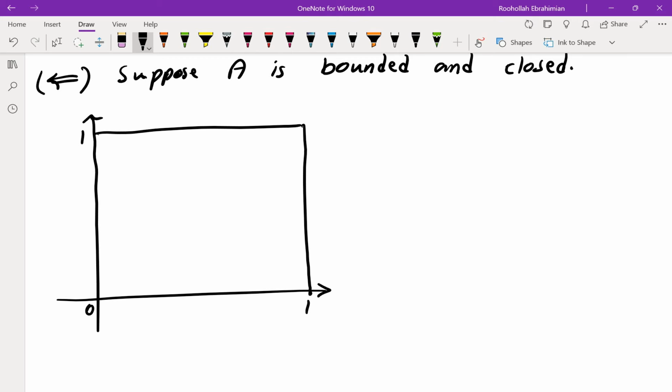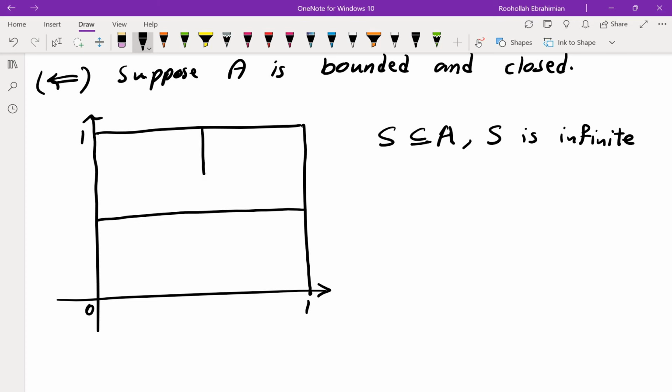Now, I'm going to have to take a set S inside A that is infinite, which means it has infinitely many elements. Okay, so here's how we're going to find a limit point. We're going to take this square and divide it into 4 equal pieces. So you have 4 squares here. Now we have infinitely many points inside set S, so since we divided into 4, one of these must have infinitely many points. Let's say this one has infinitely many points inside S.